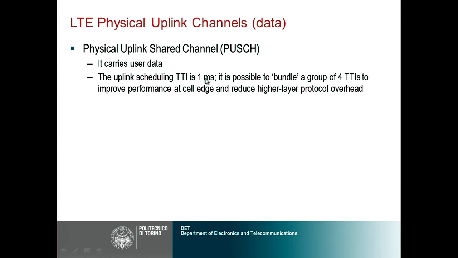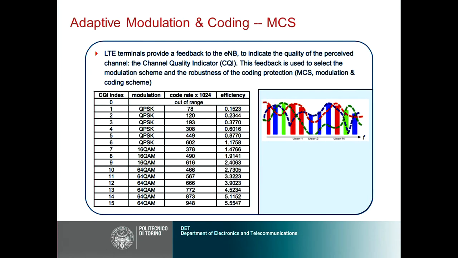The scheduling is 1 millisecond. What it means is the eNodeB will tell you what frequencies you must use for the next millisecond, that is, for the next subframe. This is called the TTI. The TTI is the transmission time interval, that is your scheduling unit. So you will receive instructions on which frequencies your user terminal will use and which frequencies the eNodeB will be listening to when you send data to the eNodeB. Sometimes you can also bundle a group of TTIs, up to 4 TTIs, just to reduce the overhead of control.